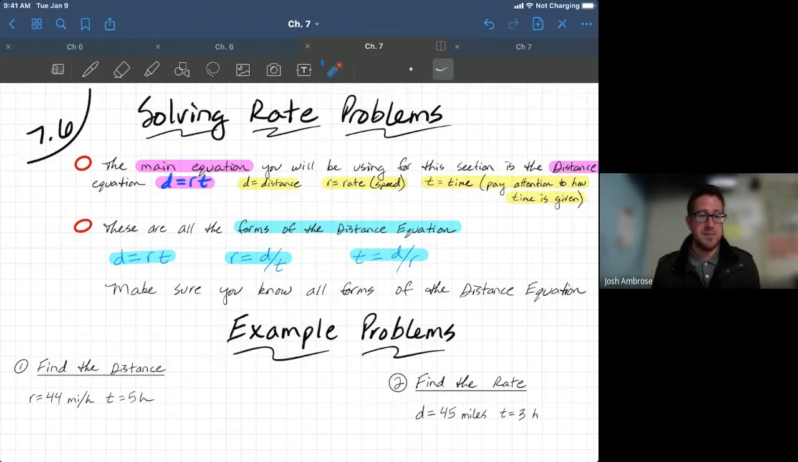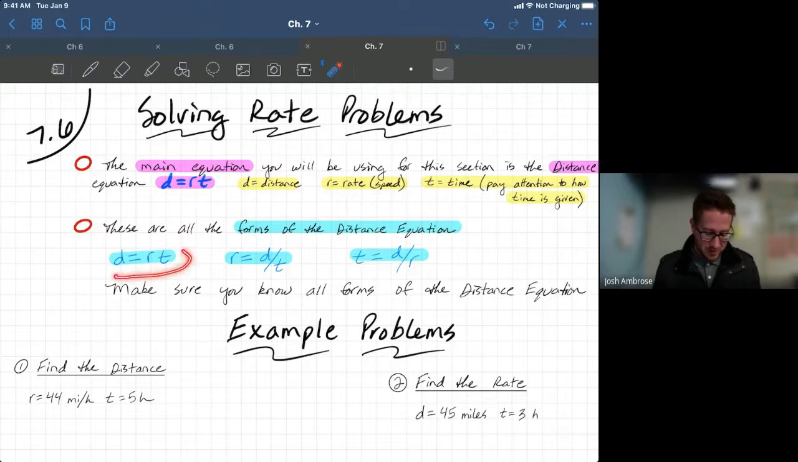All right, so now that we know the main equation is this guy right here, these are other forms of the distance equation. So you've got to know them all. Here's the original. That's the original form right there. But here's the form if you're solving for rate. And here's the form if you're solving for time. It's important because you're going to have to know how to change the equation up, but a lot easier than that is just write these down. Write them down right now.